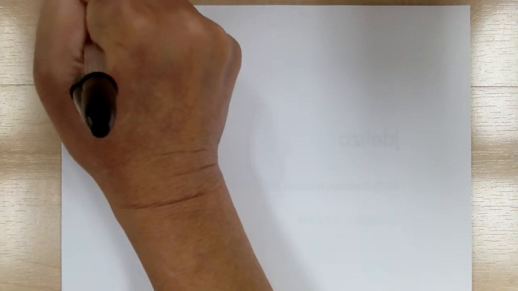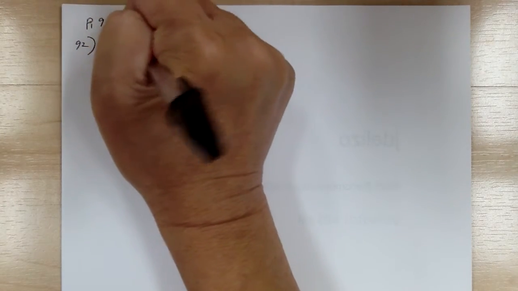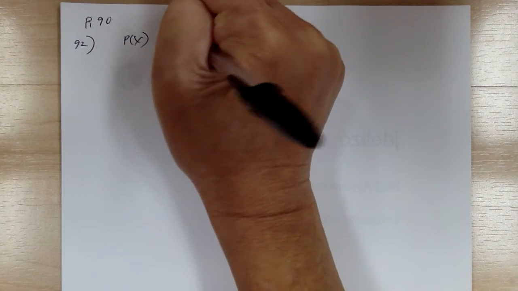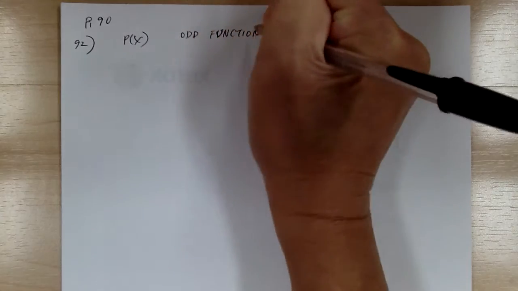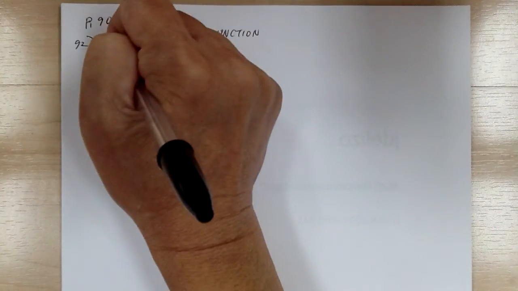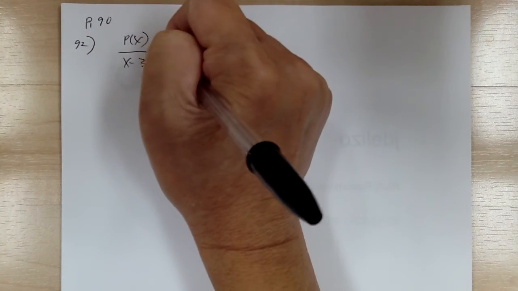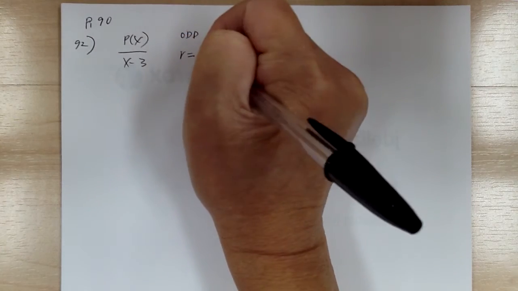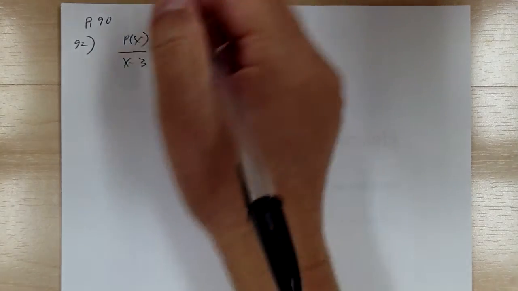Let's go to page 90 and do number 92. It says polynomial p of x contains only terms of odd degrees. That means it's an odd function. When you have all the odd degree terms, it's an odd function. When p of x is divided by x minus 3, the remainder is equal to 6.